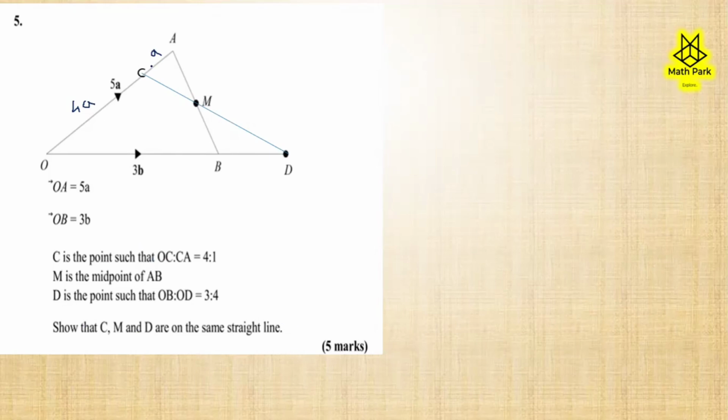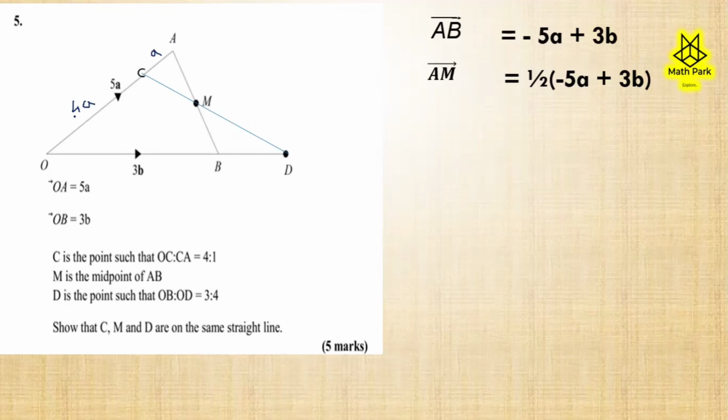So our focus is finding CM and CD. That we need to understand. Now for finding CM, we need AM. And for finding AM, we will first find AB. So we have vector AB is equal to AO plus OB, which is minus 5A plus 3B. We go in this direction, so it goes minus 5A plus 3B. Now, since we have found AB, now it is easy to find AM. It is half of minus 5A plus 3B. M is the midpoint.